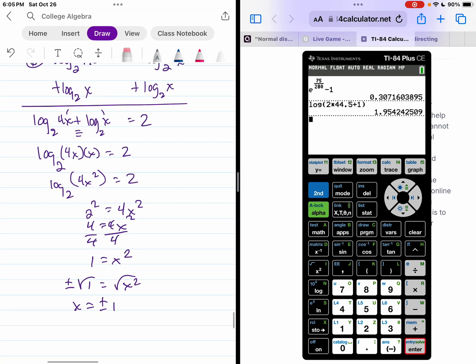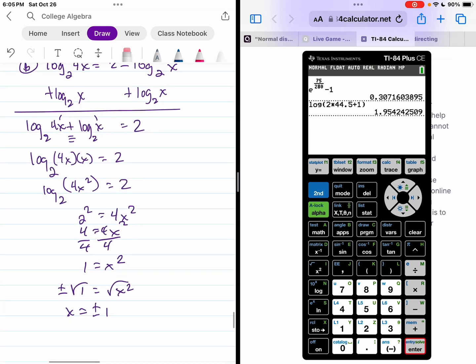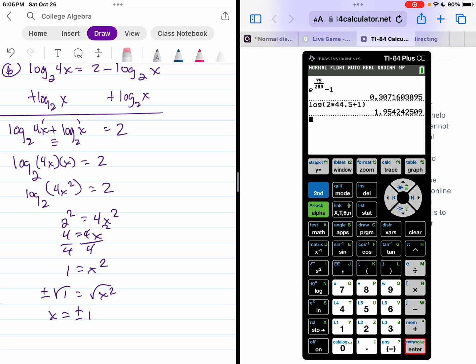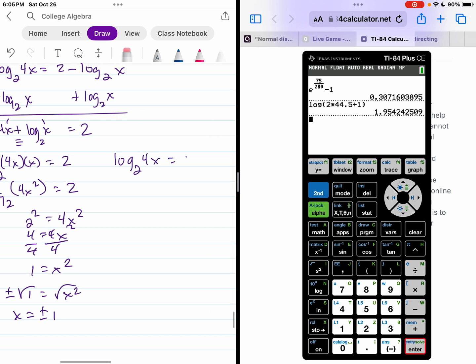Now I'm supposed to plug those back in to see which ones work. And this is where we've got to remember, we cannot take the log of a 0 or a negative number. So when I go back to the original, I say, okay, log base 2 of 4x equals 2 minus log base 2 of x. I cannot put in x equals negative 1 because that's going to make this a negative 4, which is a no-go. That's going to make that a negative 1, which is a no-go. So I really only have to worry about testing x equal to 1. And if it doesn't work, then we get to say no solution.